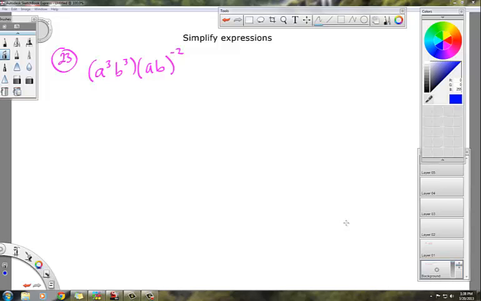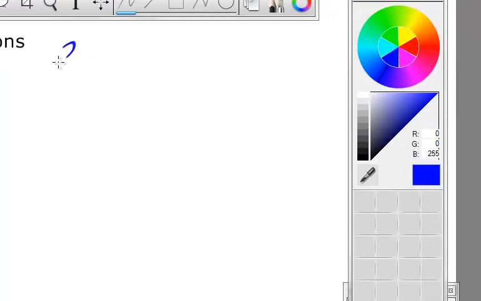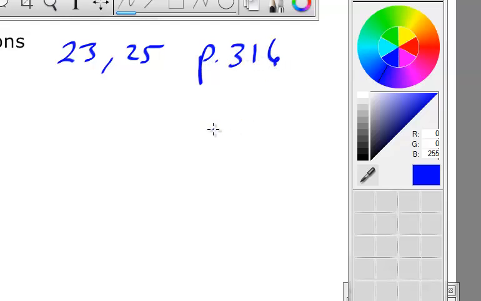Hello, Algebra 2 students. We are simplifying expressions, and this is going to be number 23 in the book, and 25 on page 316. These are just problems worked out, and I want to show you how I would do this. The first one's going to take longer than the second one because there's just two ways to handle this right here. So let me show you the first way.